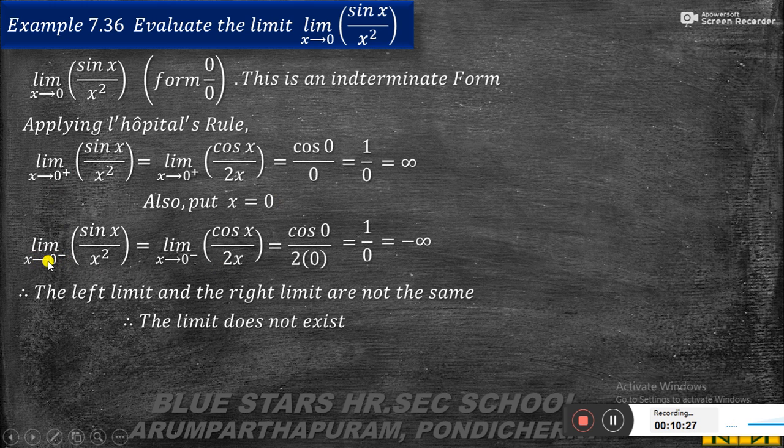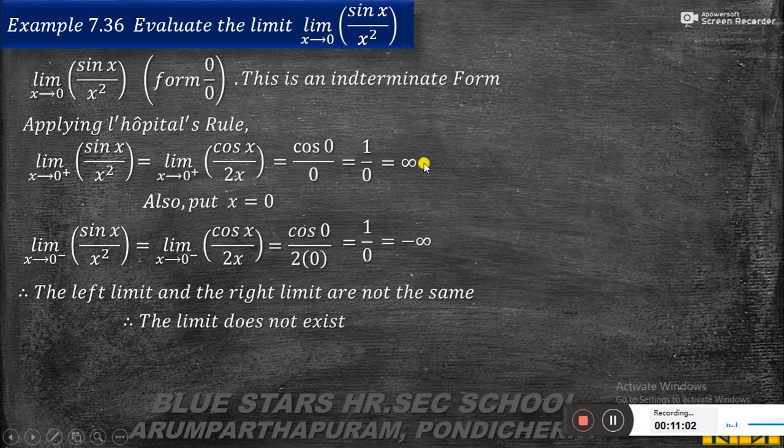So the limit as x tends to 0 of sin x by x square equals the limit of the differentiation of sin x, which is cos x, by the differentiation of x square, which is 2x. Now I substitute: cos 0 by 2 into 0. Cos 0 is 1, so 1 by 0. Here, for the left limit, it depends on minus infinity. Left limit is represented by minus infinity, and right limit is represented by plus infinity.